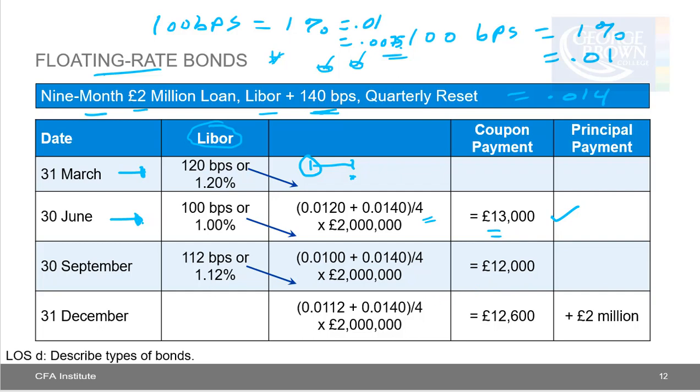Now, if we move to the next payment here on the 30th of September, we can see that it's LIBOR, which is now 100 basis points, 1%, plus that spread that never changes, divided by 4 times the 2 million, and we get to the £12,000 for the payment. So you can see that the coupon payment went down. Why? Because LIBOR went down from 1.2% to 1%, or 120 basis points down to 100 basis points. Then the LIBOR went back up, so you can see that the payment is always based on the LIBOR rate at the beginning of the period.